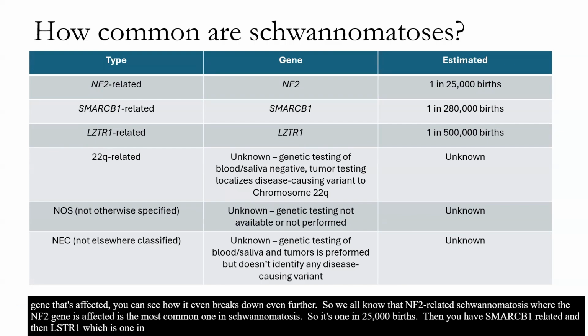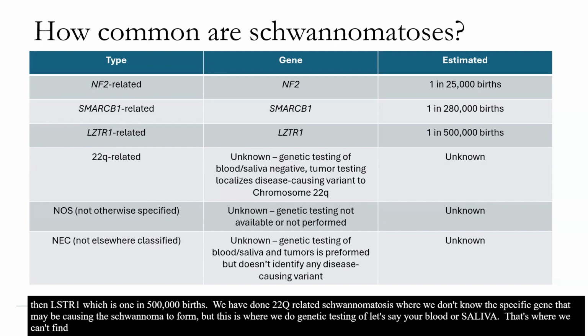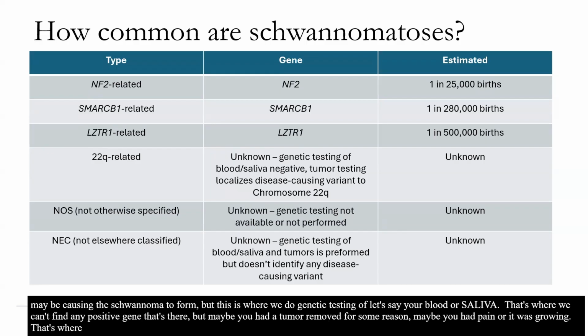We have then 22q related schwannomatosis, where we don't know the specific gene that might be causing the schwannomas to form. This is where we do genetic testing of, let's say, your blood or saliva. Some of you may have gotten that testing done in the past. That's where we can't find any causative gene. But maybe you had a tumor removed for some reason, right? You had pain or it was growing. And then that's where we can determine that chromosome 22 was affected. So that's how we can make that diagnosis.